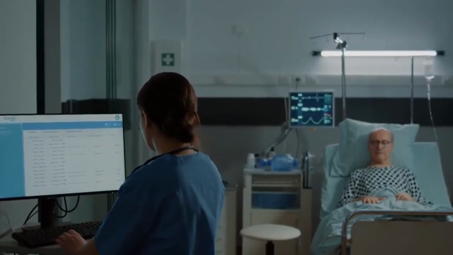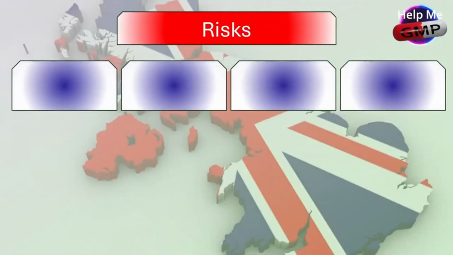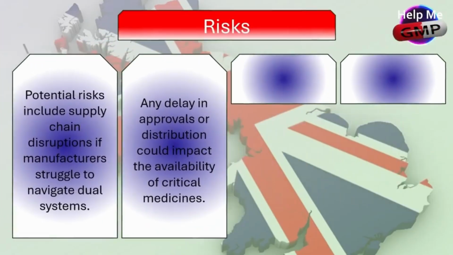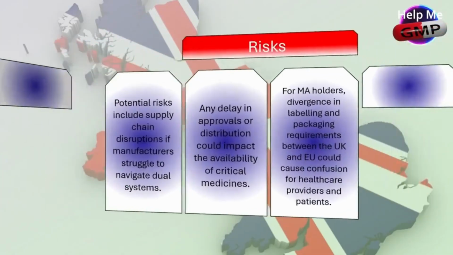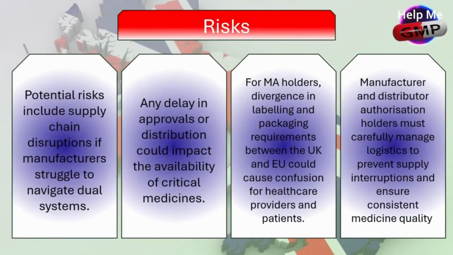So, what about patients? Are there risks under the Windsor framework? Potential risks include supply chain disruptions if manufacturers struggle to navigate dual systems. Any delay in approvals or distribution could impact the availability of critical medicines. For marketing authorization holders, divergence in labeling and packaging requirements between the UK and EU could cause confusion for healthcare providers and patients. Meanwhile, manufacturer and distributor authorization holders must carefully manage logistics to prevent supply interruptions and ensure consistent medicine quality.